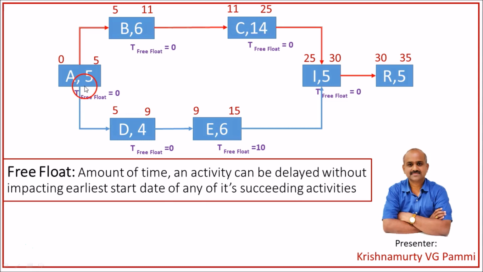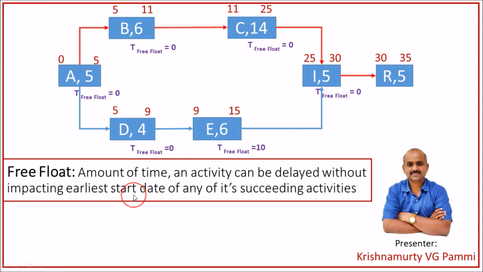Obviously, the free float of activities on the critical path is always 0 because we cannot delay critical path activities. But when it comes to the free float of activity E, if you see here, the free float is 10, because activity E is finishing at the end of the 15th day, and even if I delay by 10 days, its succeeding activity I is not impacted because activity I is starting at the end of the 25th day. So 25 minus 15 is 10. So 10 is the free float of activity E.